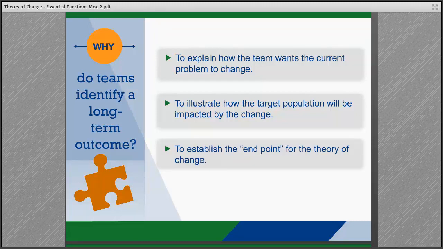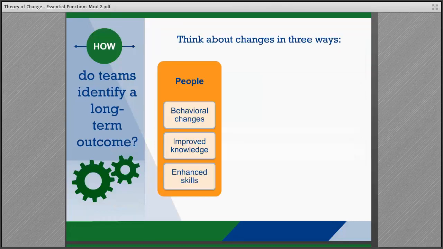Without identifying a long-term outcome, it will be difficult for the team to think about the action steps they can take to realize change, address the problem, and improve outcomes for the target population. Outcomes represent a noticeable change. Teams brainstorming long-term outcomes can think about the changing conditions in 3 different ways. How will the team recognize the change in people? Will they observe a specific behavior change, an increase in knowledge, or a demonstration of new or enhanced skills?